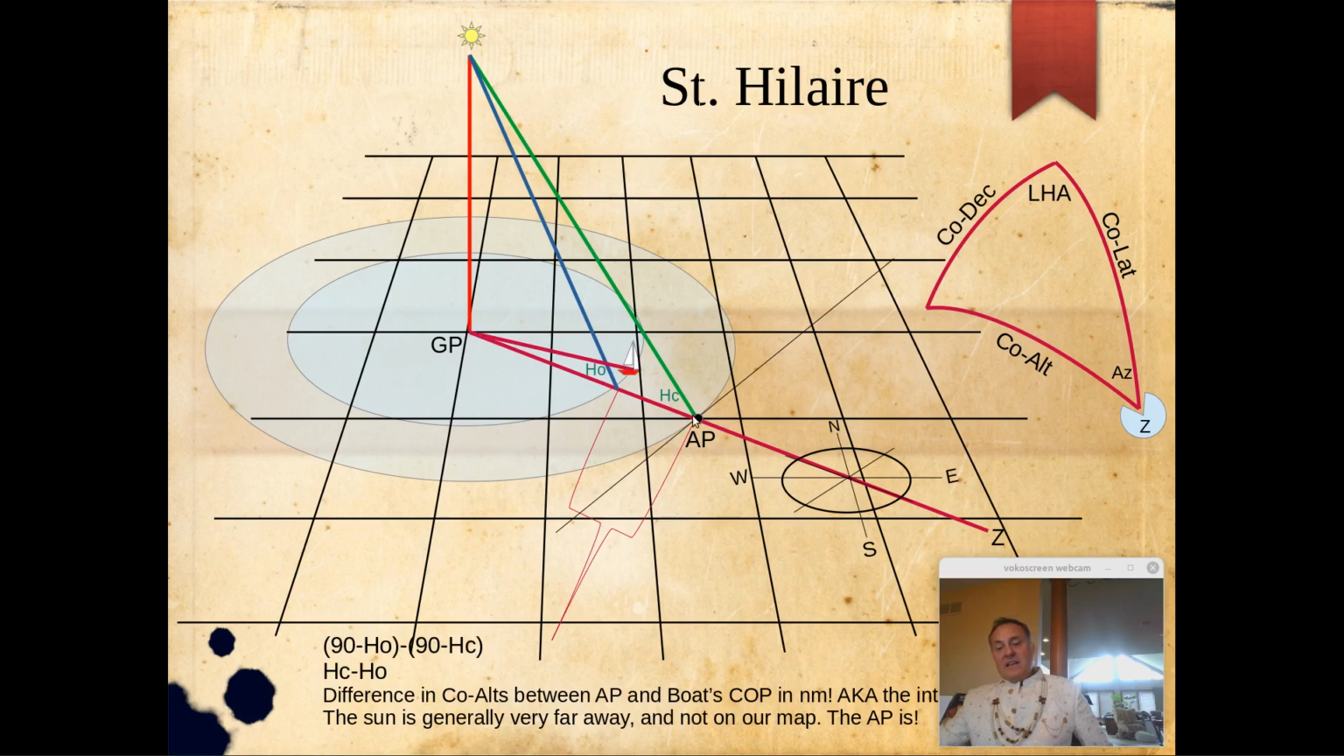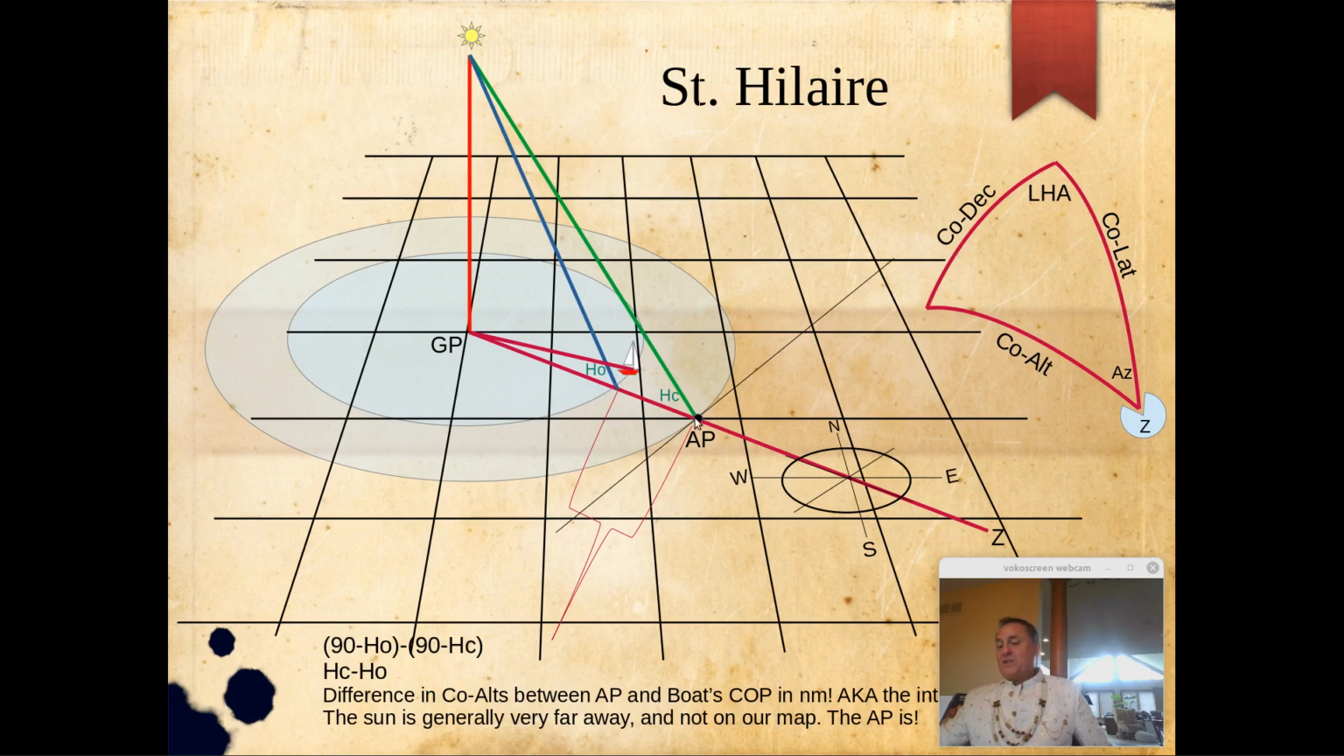The calculated co-altitude is a value that we will calculate, which represents the distance between the geographic position of the sun and the assumed position. And the difference between them two is just the difference in co-altitudes. Now all we have to do is have a way to calculate this value at the assumed position. And we can use the distance from the assumed position to the circle of the boat, both of which lie on our map.